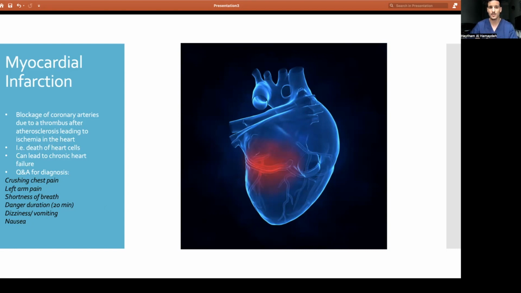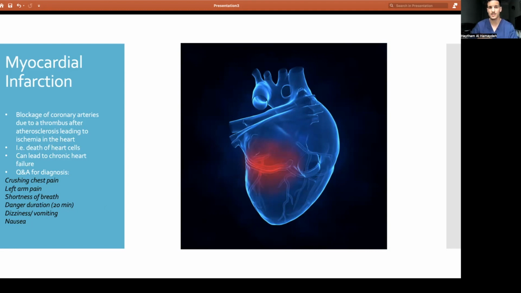Shortness of breath, of course, because we are not able to deliver enough blood to the lungs. And so the lungs are not able to exchange oxygen, carbon dioxide really well, and so shortness of breath evolves, and another word for this is called dyspnea.